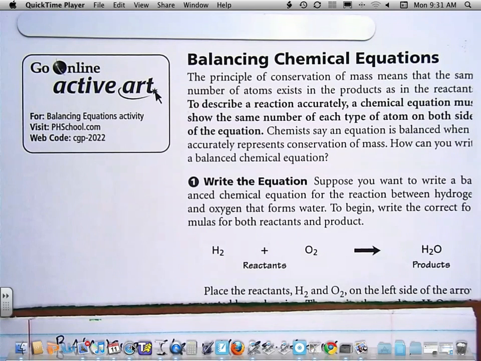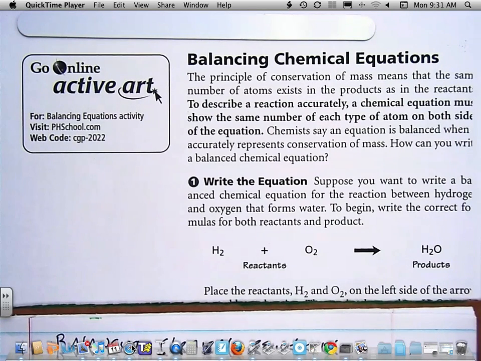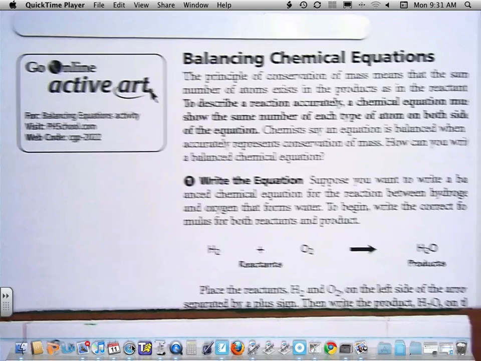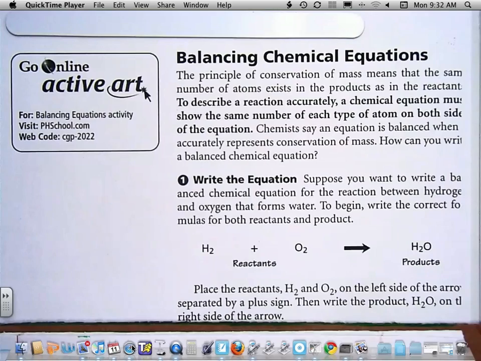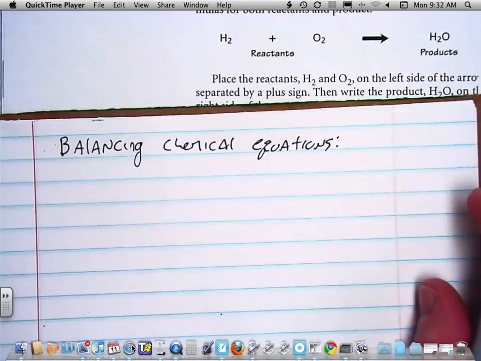Place the reactants, H2 and O2, on the left side of the arrow, separated by plus signs. Then write the product, H2O, on the right side of the arrow. Moving up.